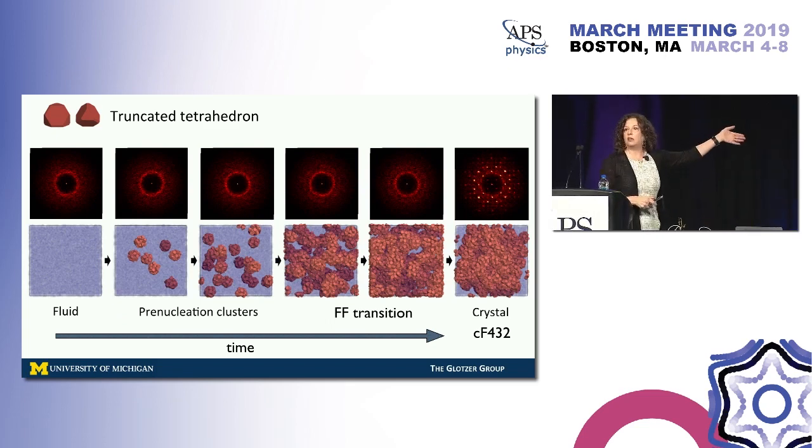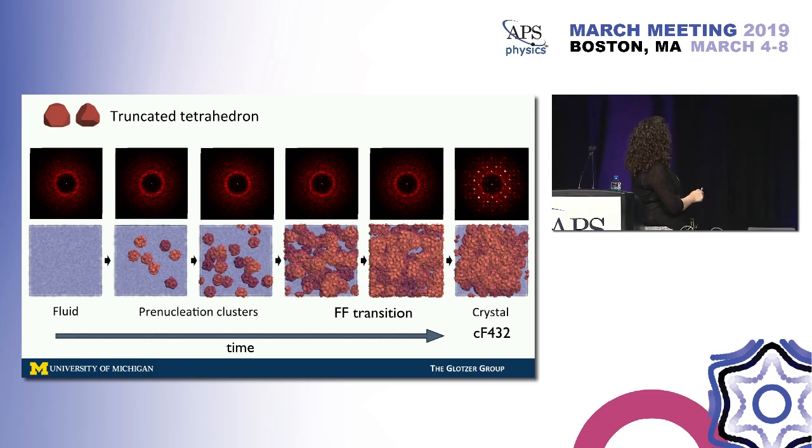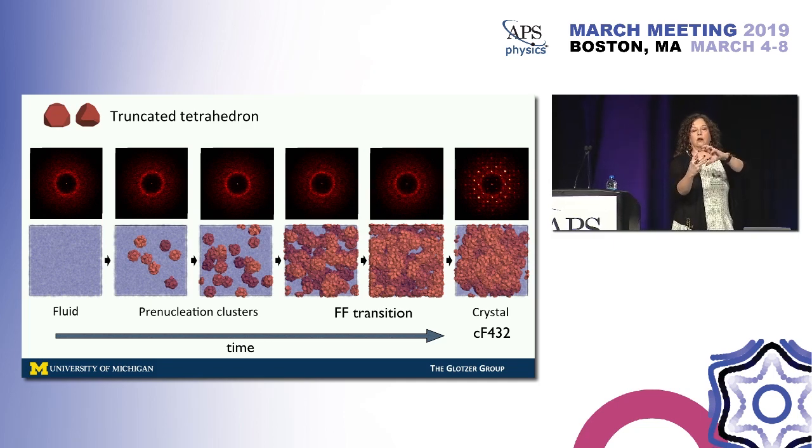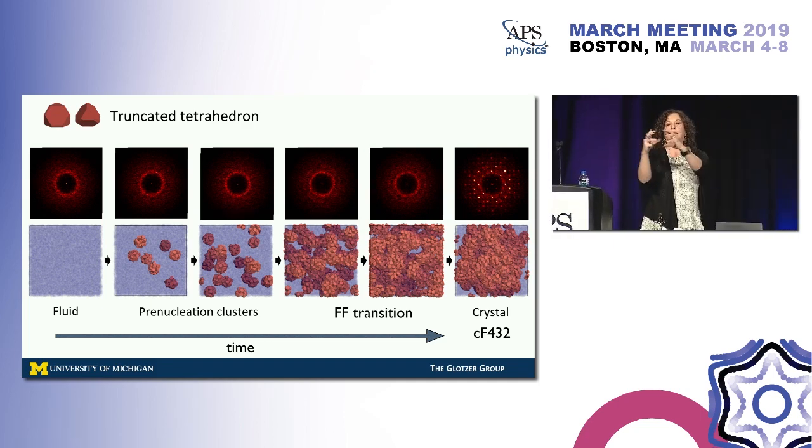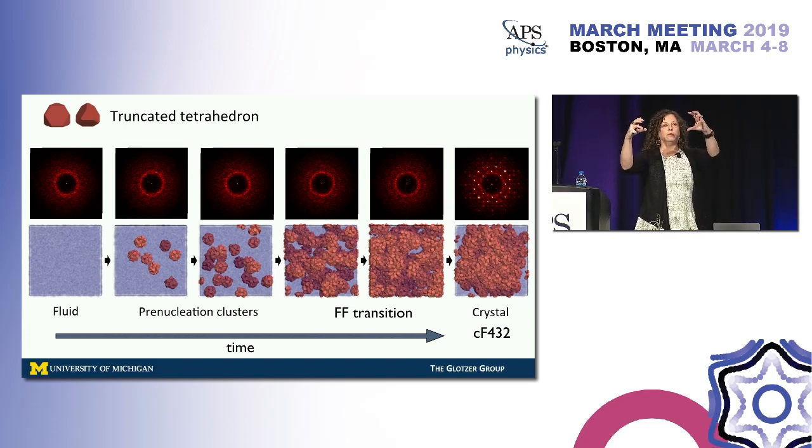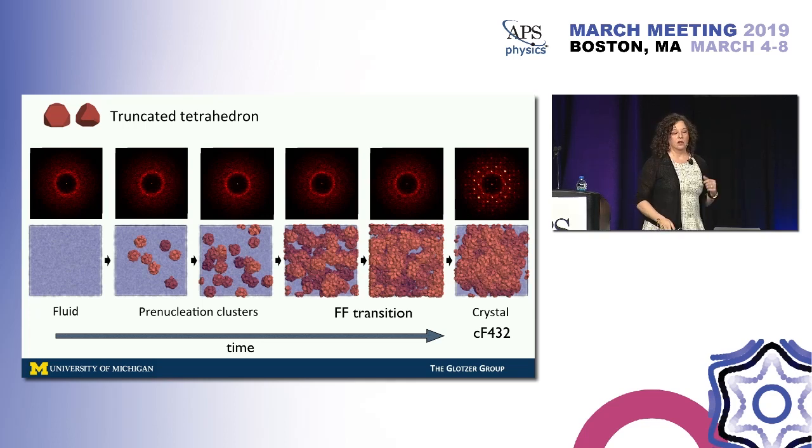And so here are snapshots of that movie that I showed you, where it starts as a fluid, and these are diffraction patterns, and you see no structure, maybe a little bit, and then now you have this structure. And as you go along in time, you see the emergence of these orange clusters, and at the end, these orange clusters are all connected with each other, and then these clusters separate, and you get this cage-like crystal structure.